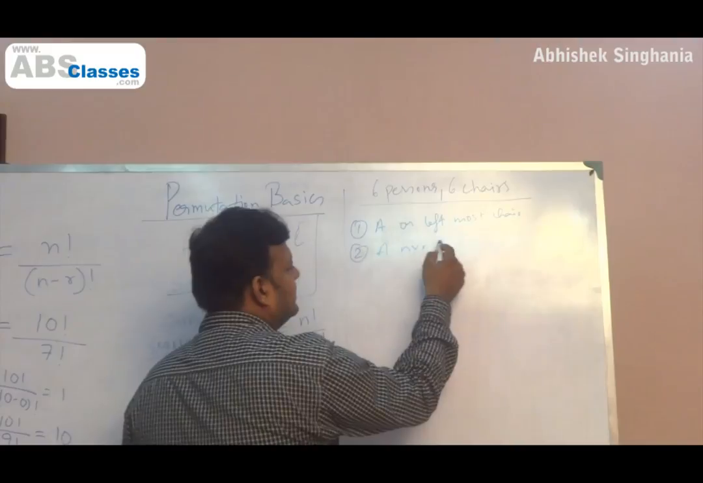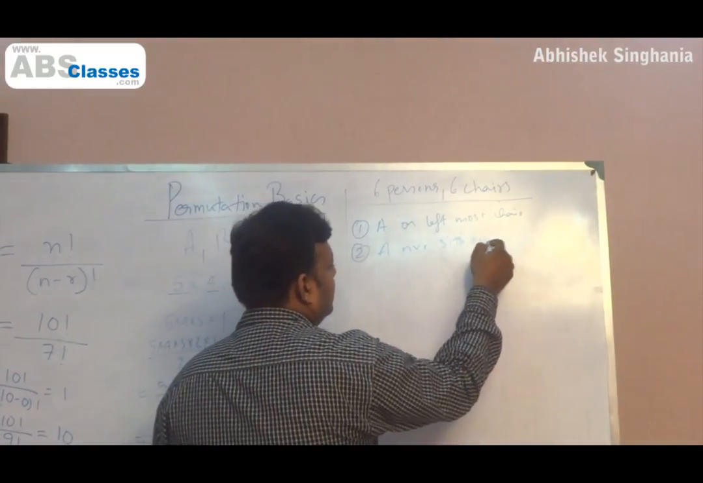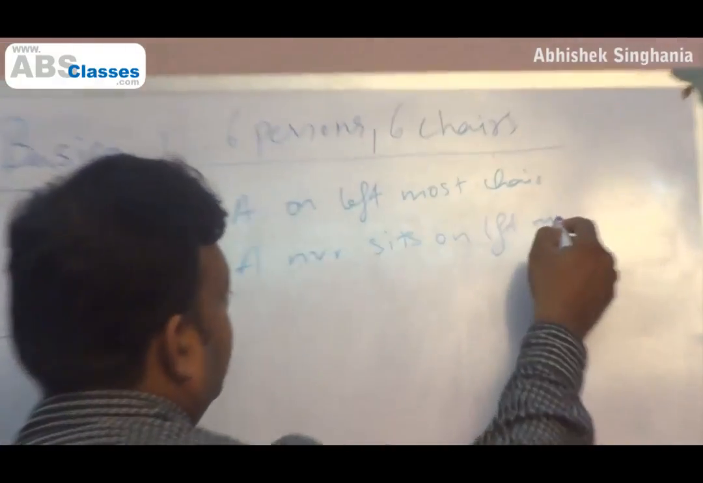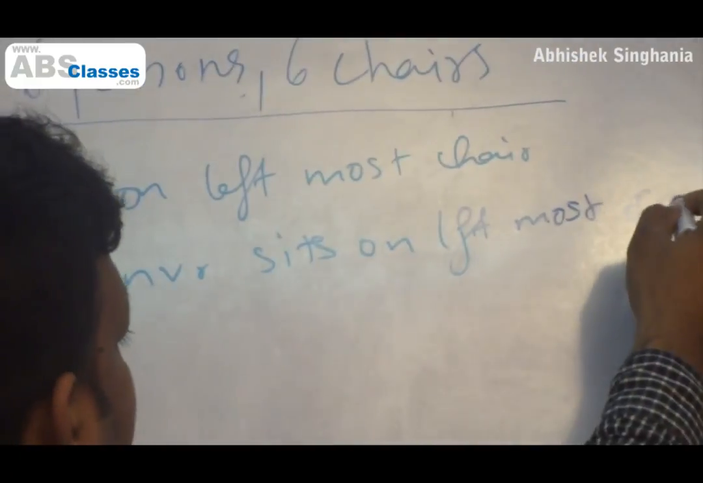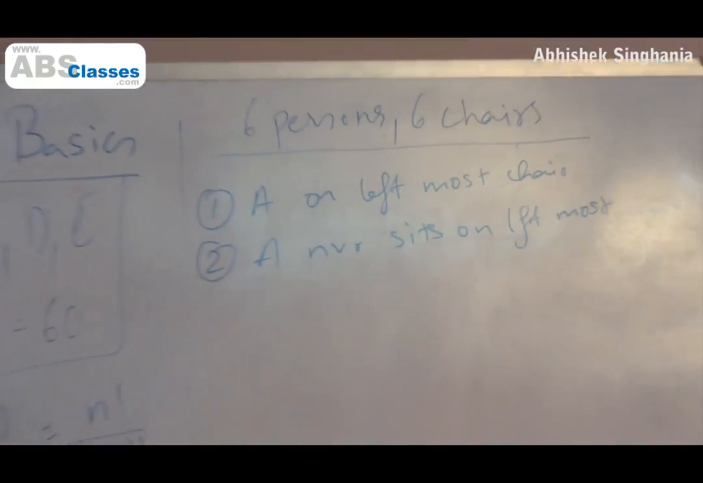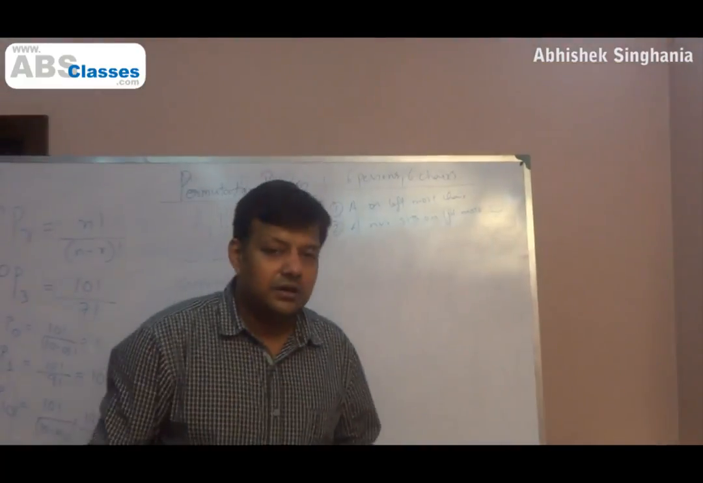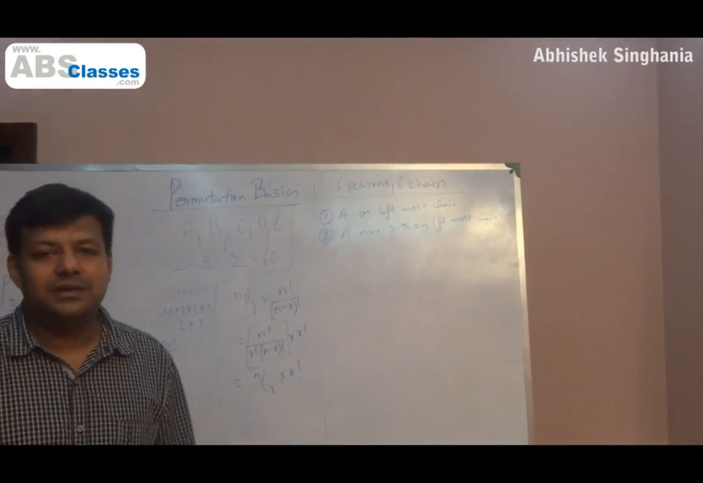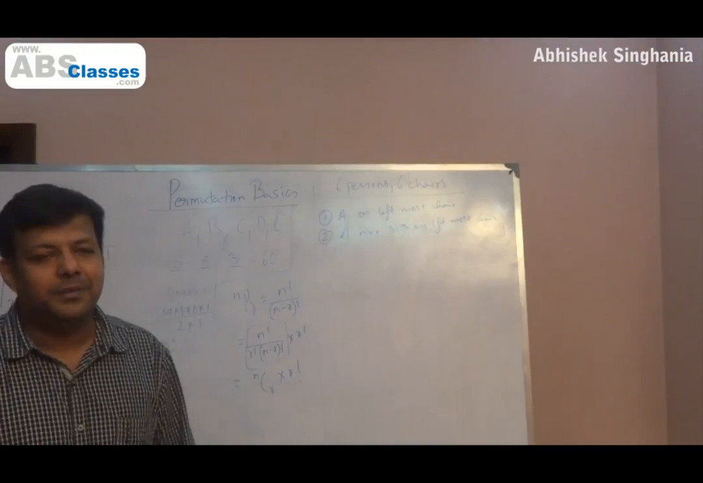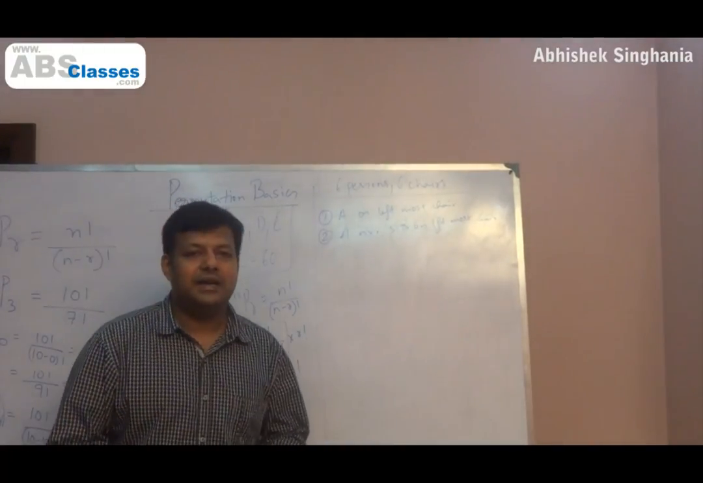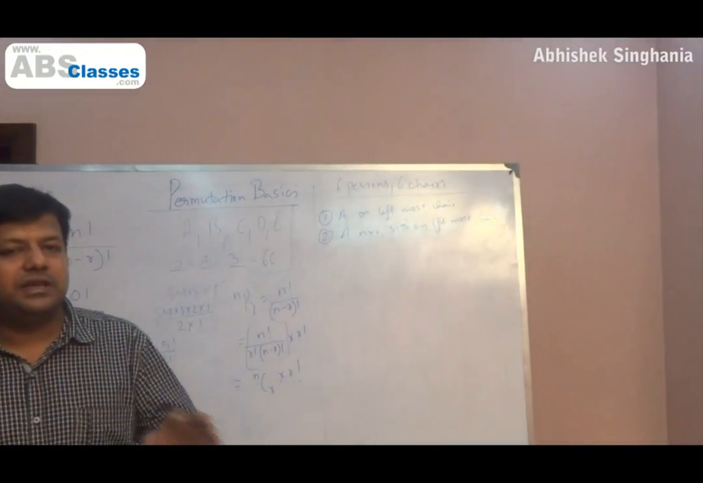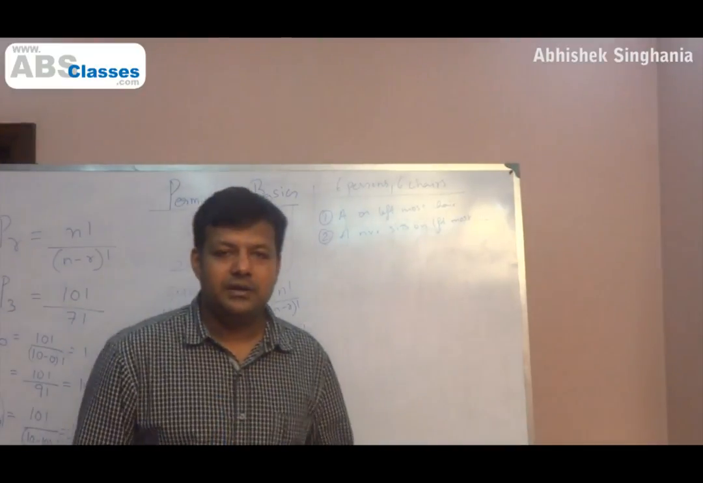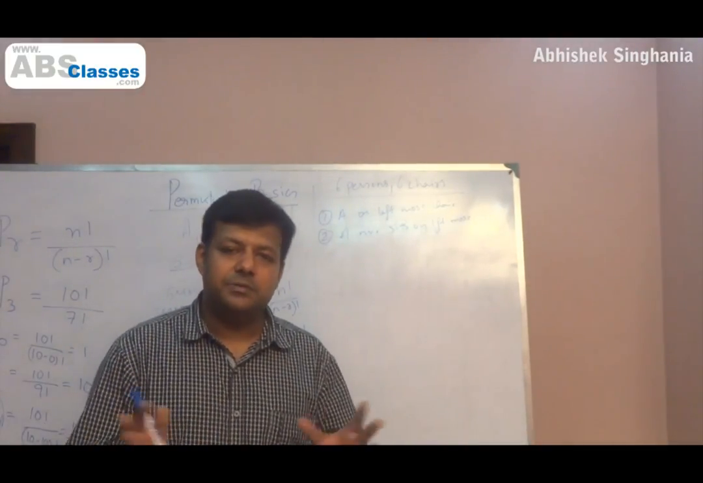Now, A never sits on leftmost chair. So now for some reason A has decided, being a very superstitious person, that he will never sit on the leftmost chair. This is a country of superstition, you will have to accommodate all of them. What do you do in that case? You, just being a junior manager in an event management company, decide that you have already calculated the number of ways A can sit in the leftmost chair, which was 120. You already know the total number of ways in which people can be seated, which is 6 factorial or 720.